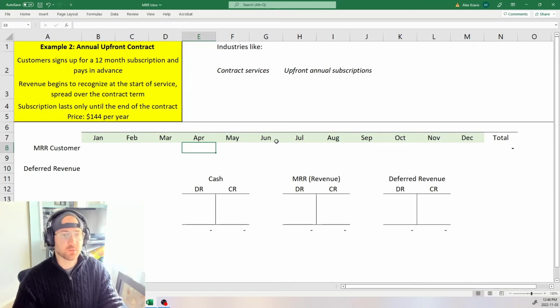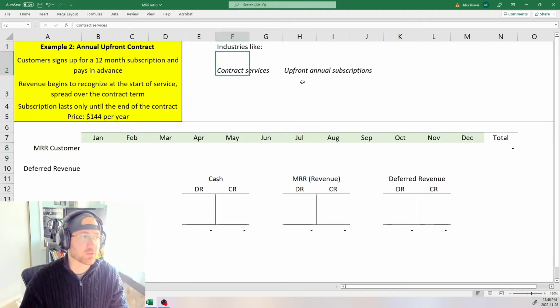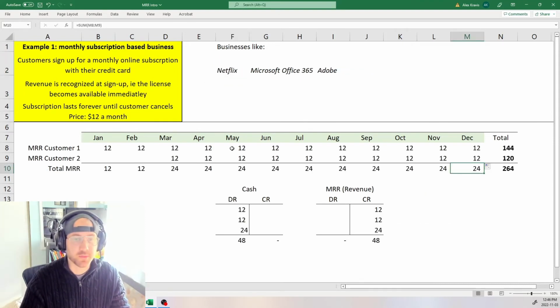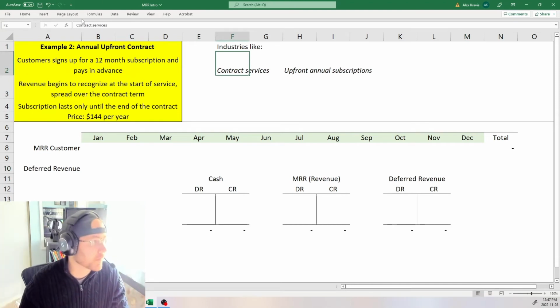In this example, we're going to go through what it might look like if you had an upfront annual contract. So this would be for certain industries where you're providing a contract service or you're doing an annual upfront subscription. So just like in the last ones, instead of paying month to month, maybe you're going to charge the customer for 12 months in advance at a discount. Okay, so that would also apply into this second example scenario.